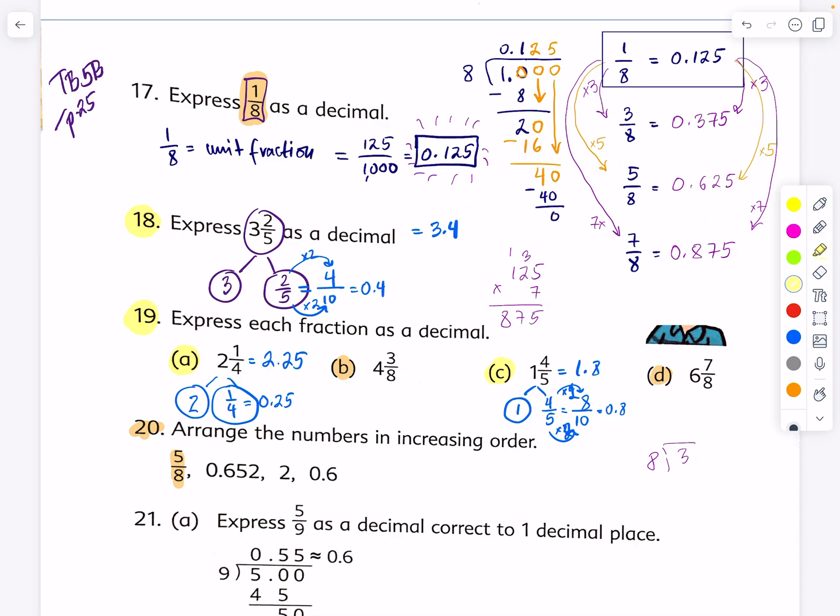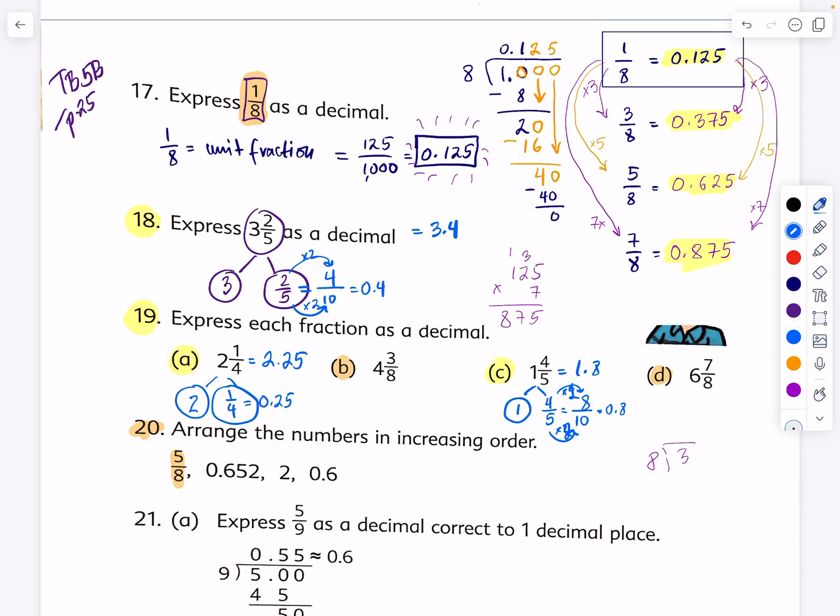My friends, we just came up with a very important realization. I hope you see that. We have 125 thousandths as a unit fraction. Then we have 3 times that, 5 times that, and 7 times that. Now, we will do all of our conversions with ease.